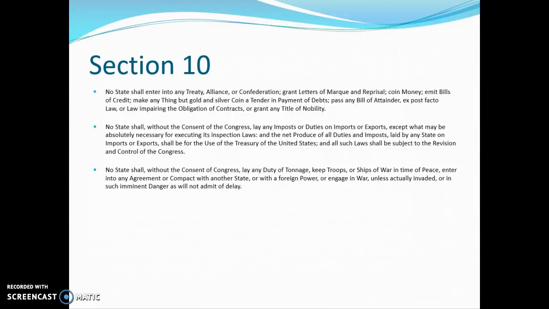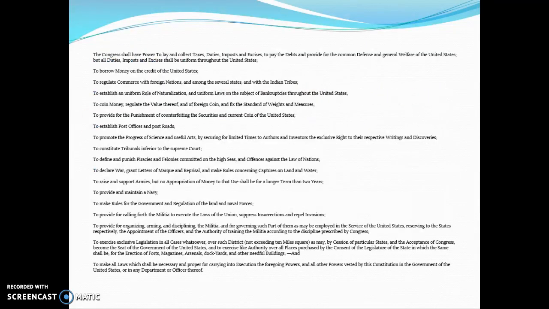take some powers away. No state shall enter into any treaty, alliance, or confederation, grant letters of marque or reprisal, coin money, emit bills of credit, make anything but gold and silver coin a tender in payments of debts, because in Article 1, Section 8, we give power to the central government to coin money, regulate the value thereof, and of foreign coins. So we're going to take power away from the states to do the things that we just gave to the central government. So that makes sense. Article 1, Section 8, a whole bunch of new powers for the central government. Article 1, Section 10, things that the states can't do.